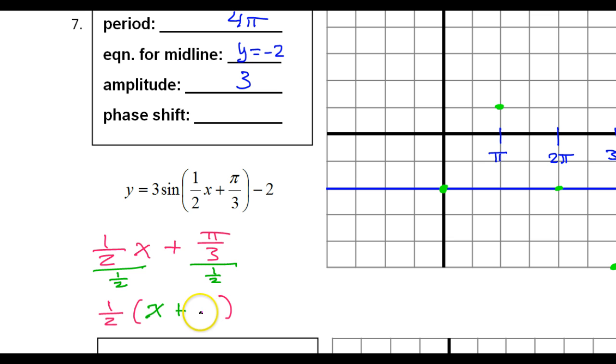But here's where the phase shift comes in, and it's going to come from this right here, pi over 3 divided by 1/2. Now if you want to do that by hand, then you're going to go, okay, pi over 3 divided by 1/2 is equal to pi over 3 times 2. Multiply by the reciprocal. So 2 pi over 3 is going to be my phase shift.